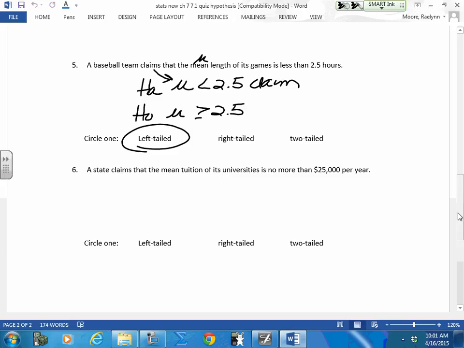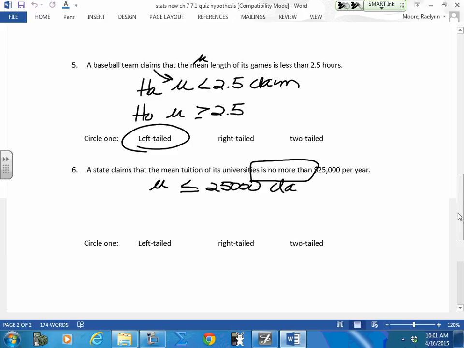A state claims that the mean tuition of this university is no more than $25,000. So how would I write the claim? The mean is greater than or equal to... no more than, less than or equal to. Oliver, this is for you. No more than, less than or equal to 25,000. This is the claim.